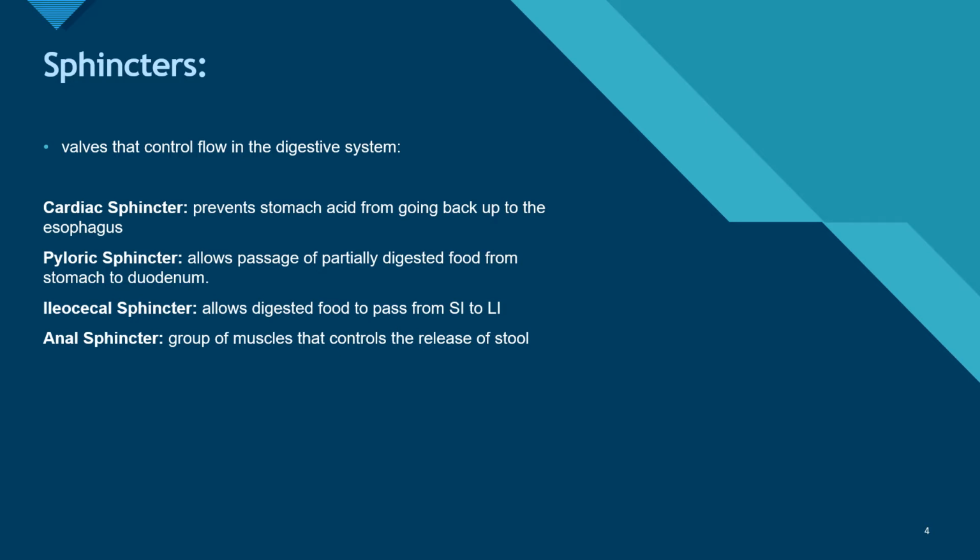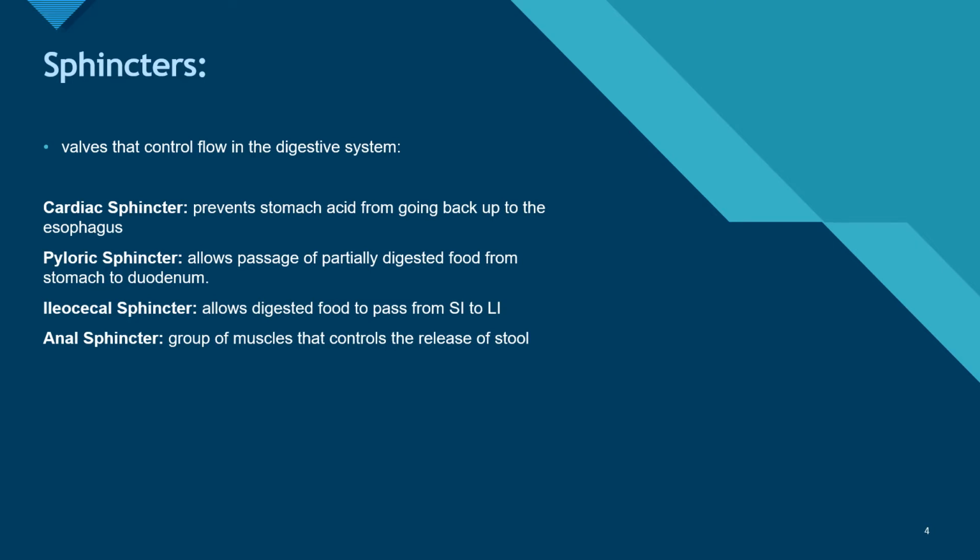Now we have another part of the digestive tract, which are sphincters. They're essentially valves that control the flow of the digestive system. If you think back to the cardiovascular system, we had those valves in the heart that prevented backflow. These are kind of what they do. We have the cardiac sphincter, which prevents stomach acid, which we'll learn more about later, from going back up into the esophagus. That's kind of what heartburn is, when stomach acid comes back up and you feel it in your throat area.